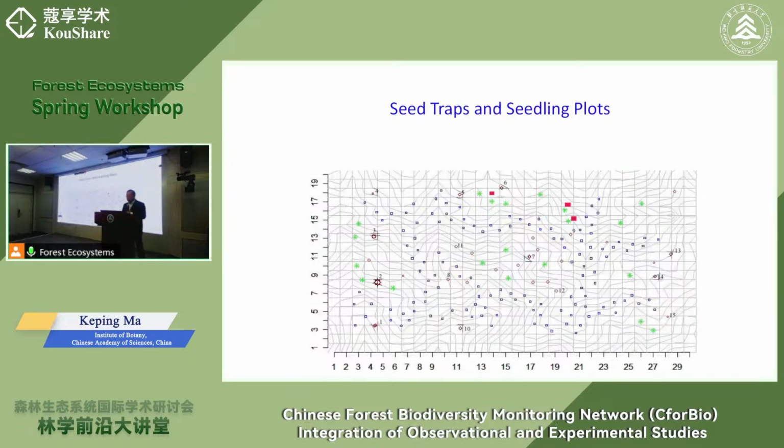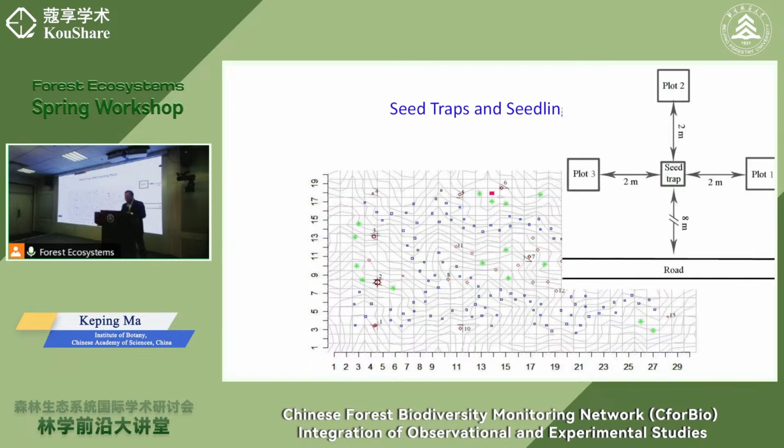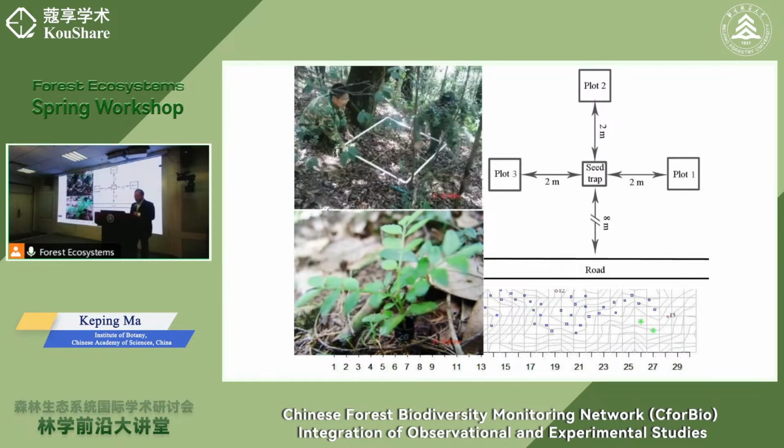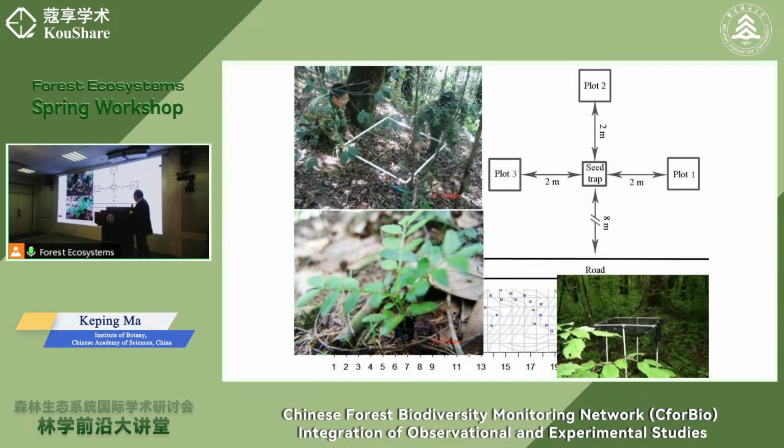And we also set up seed traps and seedling plots. These are the stations for the Gutianshan Forest Dynamic Plots. The total number is 169. And for each station, we have 1 seed trap and 3 1 square meter seedling plots. Here are the seedling plots. We marked every seedling in the 1 square meter plot. And this is the seed trap. It is the same size and shape as those produced by CTFS.